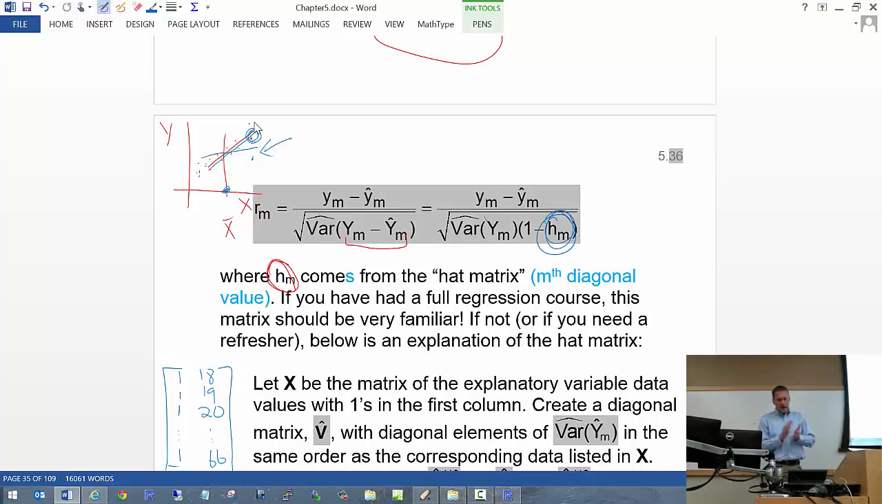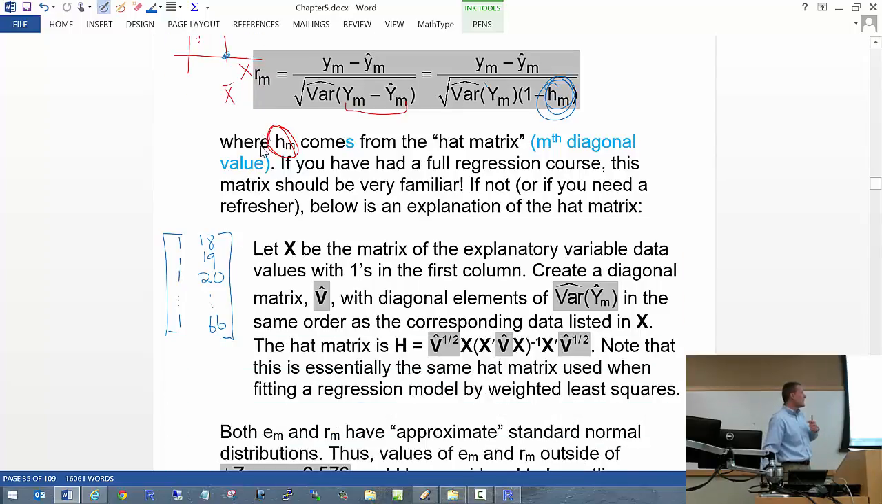Well, I can't find the exact chapter. I believe it's chapter 9 or 10 of my Study 70 lecture notes if you want to see it more. So anyway, there's the standardized Pearson residual.